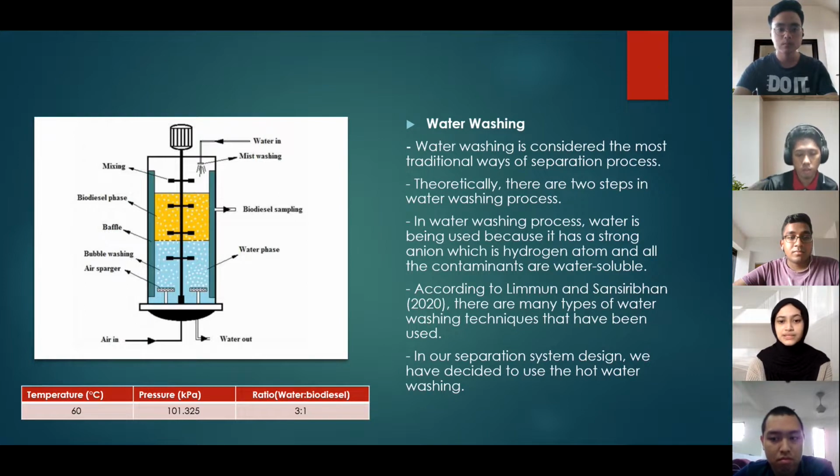Once the process is done, the mixture will be brought to gravity settling for further purification. Thus, the specifications for the water washing are a temperature of 60 degrees Celsius, a pressure of 101.325 kPa, and a ratio of 3:1. So next, I will pass the floor to Amir.